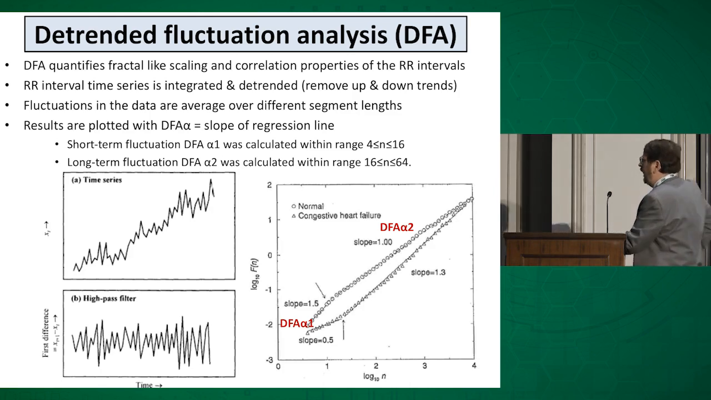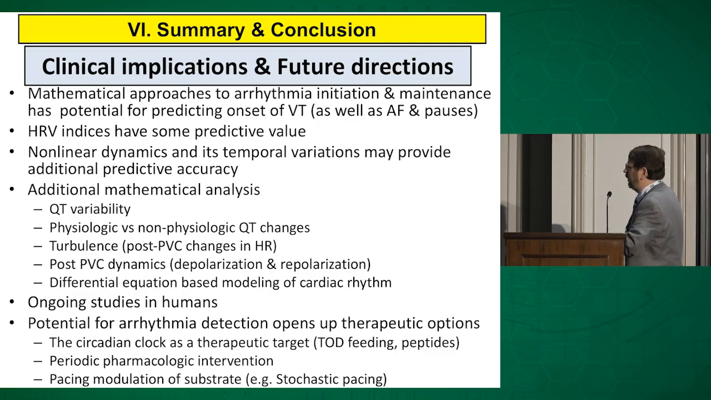And I'm going to just end on this slide here, which is to say, what are the clinical implications and future directions? And I think the point is that one can start to use mathematical approaches to look at something as complex as arrhythmia development. We're really using it to study circadian patterns, but in a more precise manner. Heart rate variability indicators are nice, and they have some predictive value, but moving to these nonlinear dynamics is important.